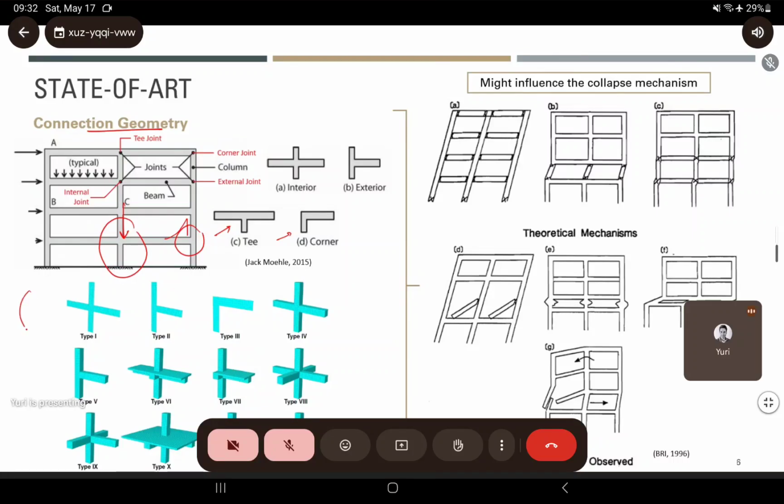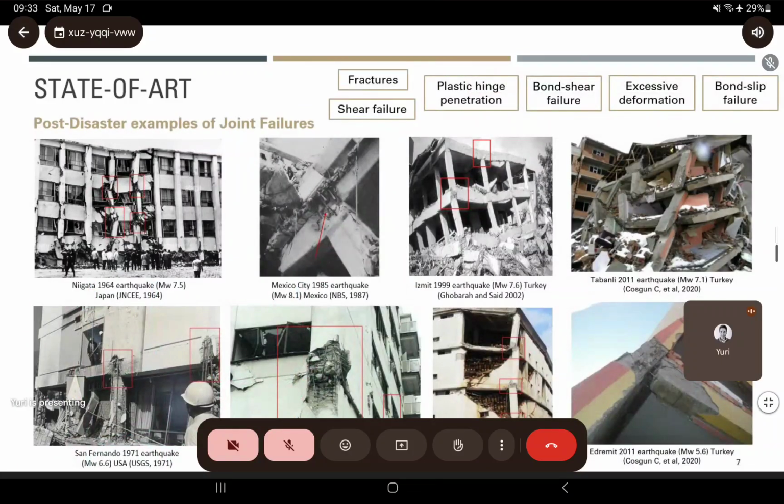Okay. In a 3D environment, we can see that we have many configurations of connections, and depending on the type of your joint, that can impact the behavior of the structure. We have the theoretical mechanisms by which a building might fail, for example, when the building is capacity designed or when it's not. And we actually have mechanisms observed after post-earthquake events, in which we have different types of failures that we intend to speak about.